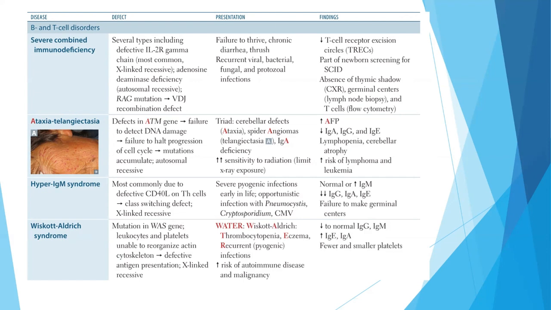Hyper-IgM syndrome is most commonly due to defective CD40 ligand on T helper cells, which causes a class switching defect. The thing is that there is normal or increased IgM, with severely decreased IgG, IgA, and IgE antibodies.